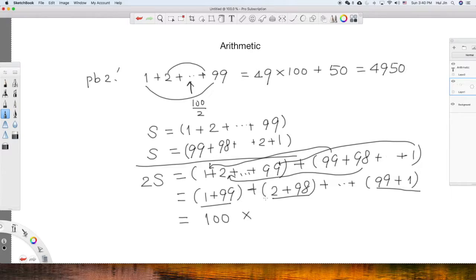Nice. But how many terms? Okay, in terms of how many terms, again, you look at each pair. The first number in this sum is 1, 2, all the way to 99. So there are 99 terms. So this equals 9900. So 2S equals 9900, and S equals 9900 divided by 2, which equals 4950. All right, and this kind of gets rid of the little problem of when the number of terms is even or odd.